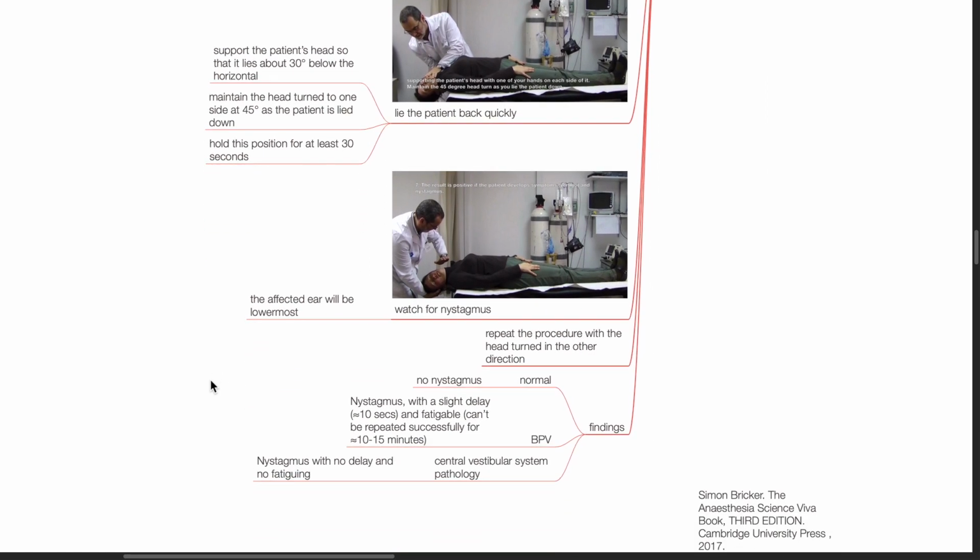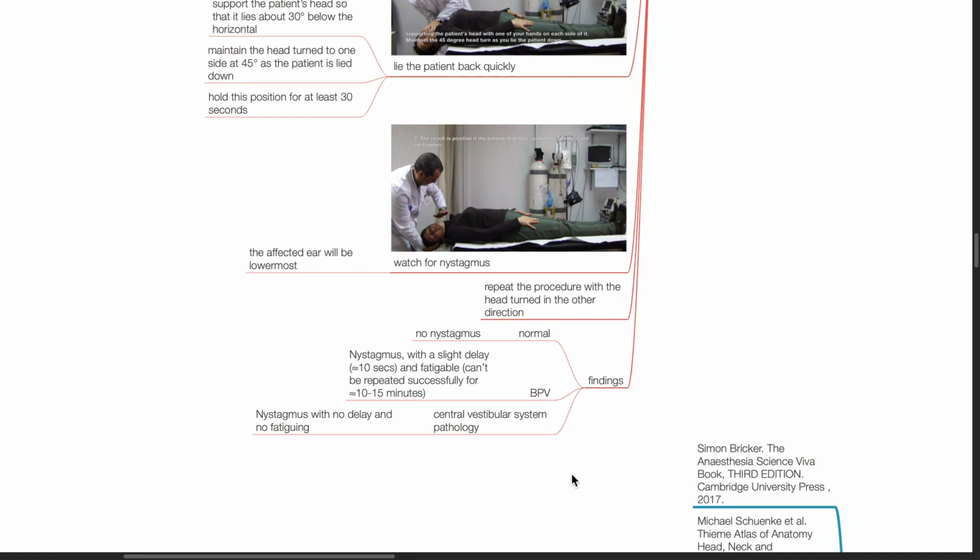Findings. There is no nystagmus if it's normal. In BPV, there will be nystagmus with a slight delay of about 10 seconds, and nystagmus is fatigable, can't be repeated successfully for 10 to 15 minutes. If there is central vestibular system pathology, nystagmus will occur with no delay and no fatiguing.